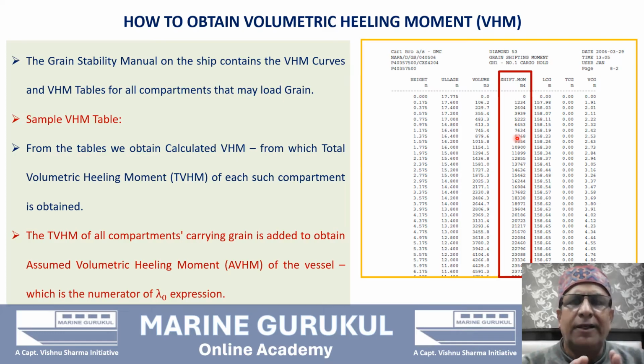If you recall, don't you think it's very similar to how you deal with the free surface in the tanks? You calculate the FSM of each tank and add that together to get the FSM of the ship. So here also you get the total volumetric heeling moment of all the compartments where the grain may have been loaded. Add that together and that gives you the assumed volumetric heeling moment, which is the numerator of the lambda zero formula.